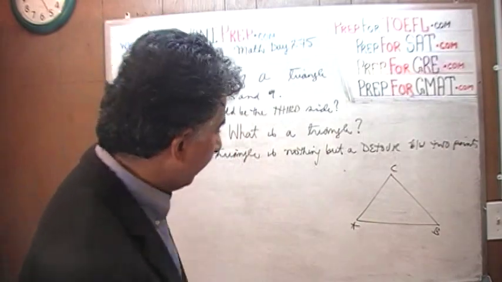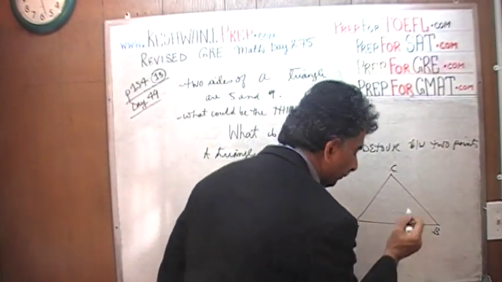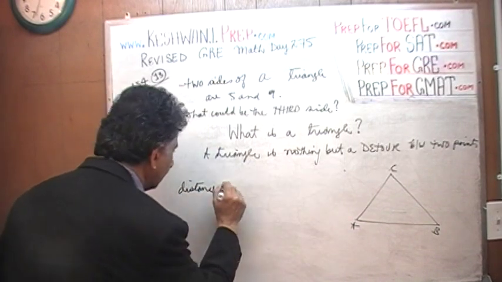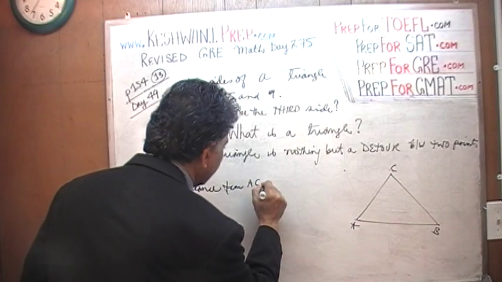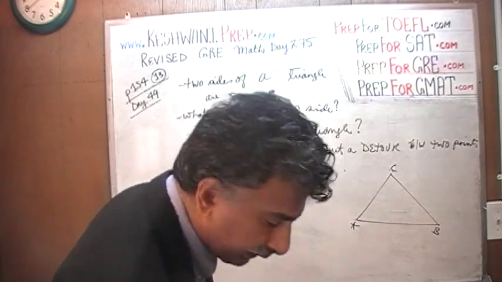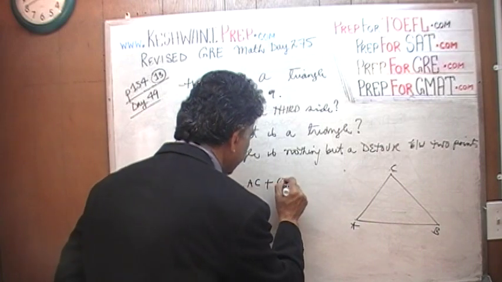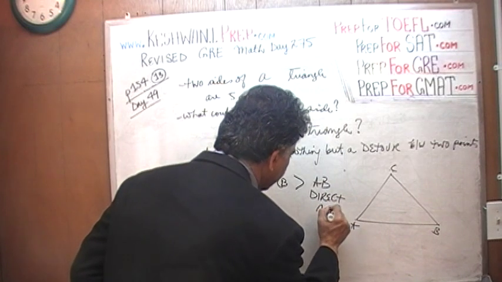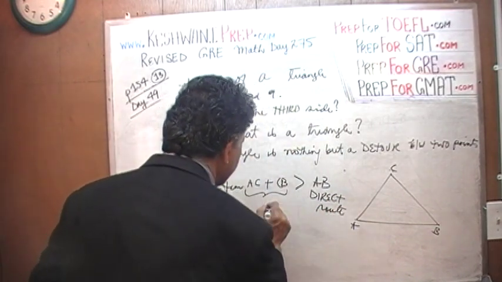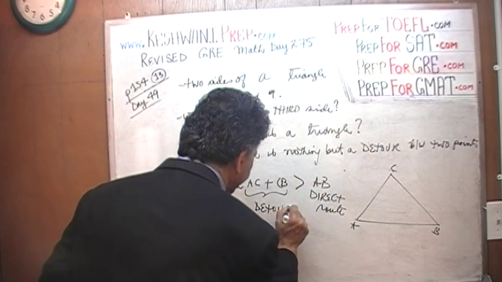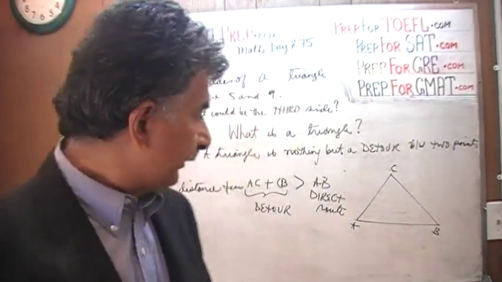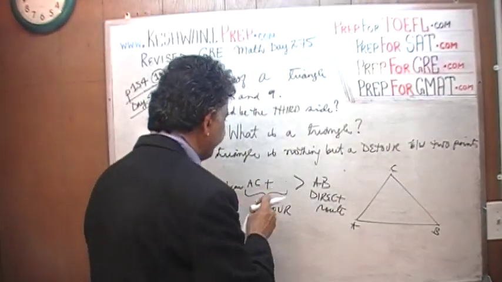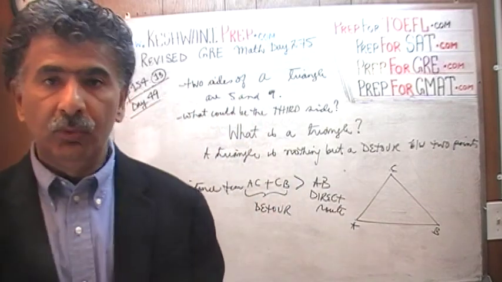The distance from A to C, and then from C to B, is going to be greater than the direct route. This is the direct route. This A to C and C to B is what we're calling the detour. The distance from A to C and then from C to B is always going to be more than the direct route.